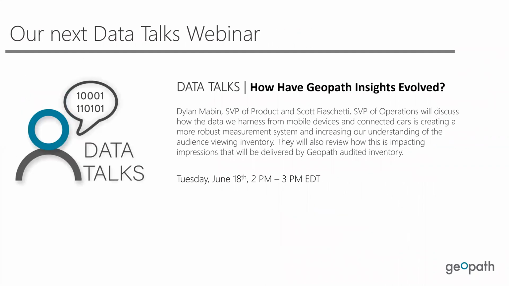And we'll walk you through how you do all that. The other thing I want to talk about is our next Data Talks webinar. We have a whole other series of webinars that we do around Data Talks. What we want to talk about is how have the Geopath insights evolved? How are impressions evolving given the new data we have in here? And if you were at the conference, we've talked about this quite a bit, kind of detailed out how things were with the TAB ratings and how they're evolving with the Geopath Insight Suite ratings. So I wanted to do this for a greater audience.